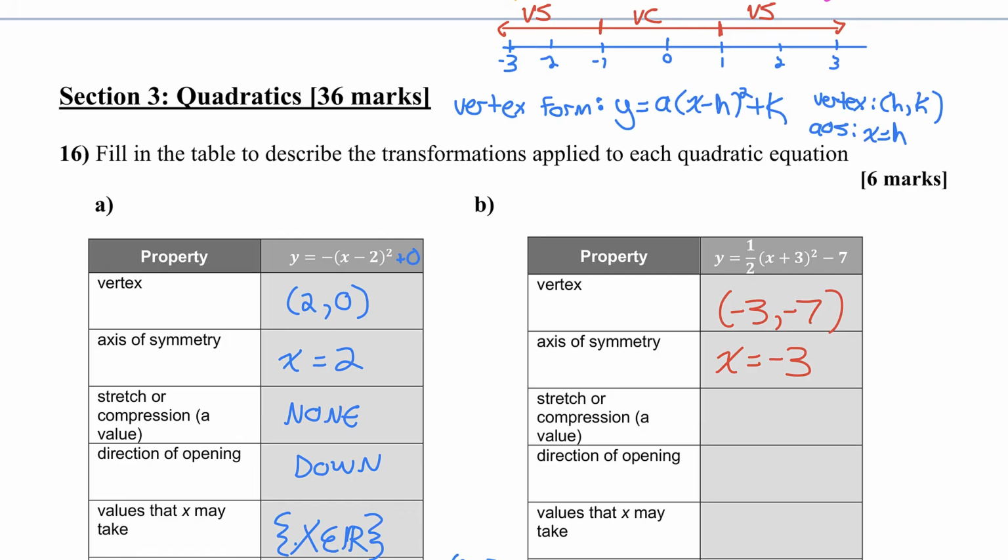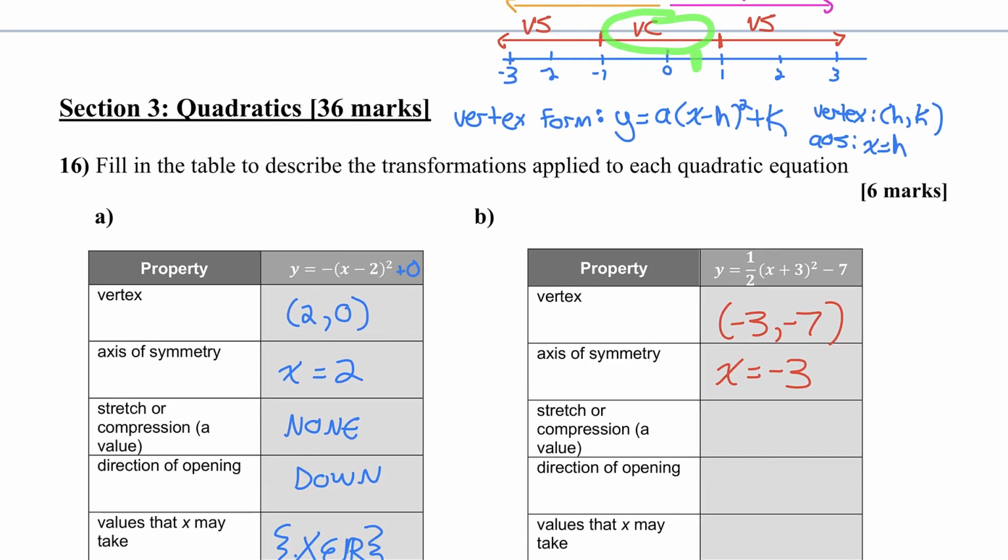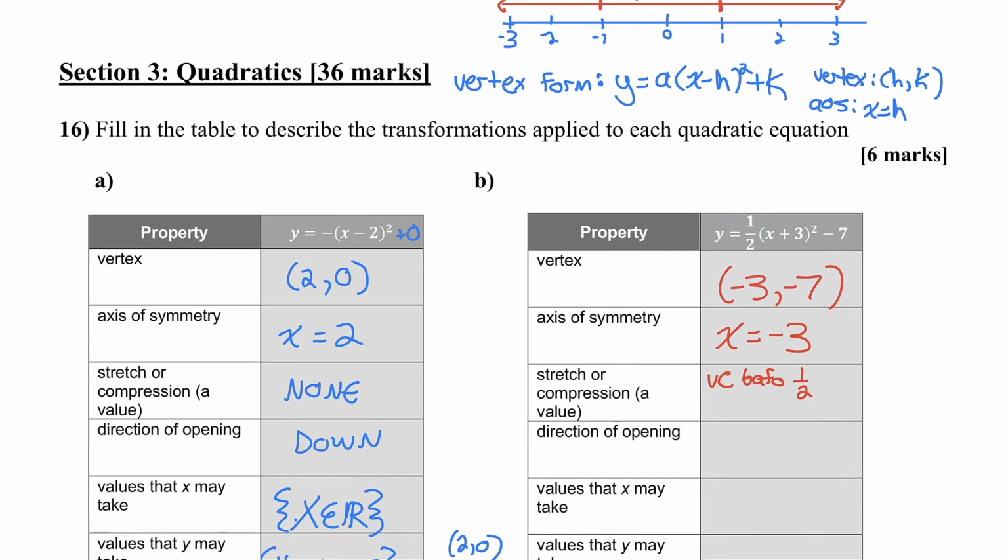Stretch or compression factor, well, if I look at the a value of a half, an a value of a half would be right here. That falls in the vertical compression section. So I can say a vertical compression by a factor of 1/2. The direction of opening, since the a value is positive, I know that the quadratic opens up.